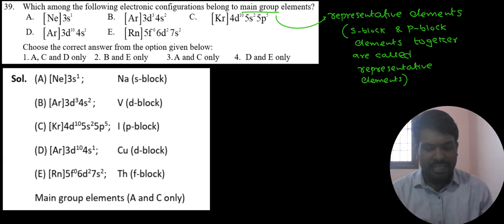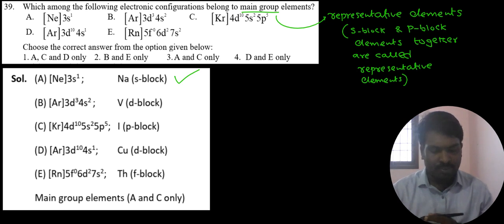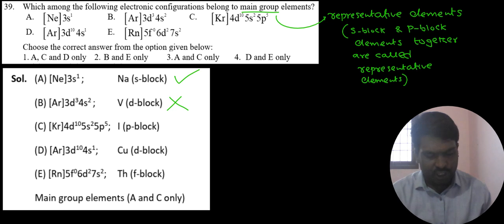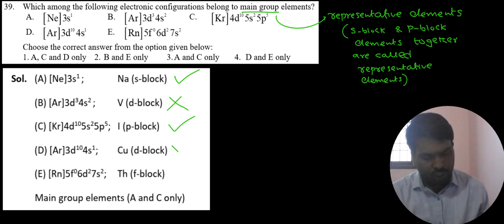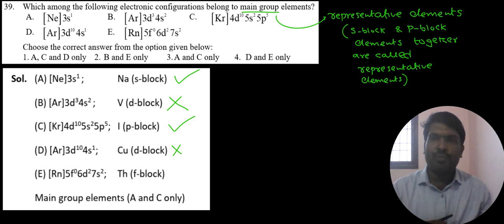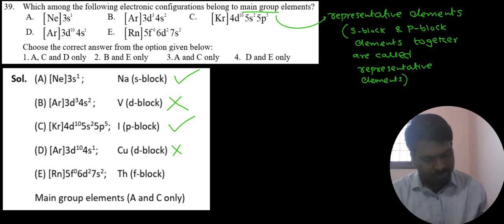Now neon 3s1, that is sodium, S block element, so it is a representative element or main group element. Argon 3d3 4s2, vanadium, D block, it is not representative element, it is a transition element. And krypton 4d10 5s2 5p5, iodine, it is a P block element, representative element. Argon 3d10 4s1, it is copper, D block element, it is a transition element. Radon 5f0 6g2 7s2, it is thorium, F block element, it is inner transition element.